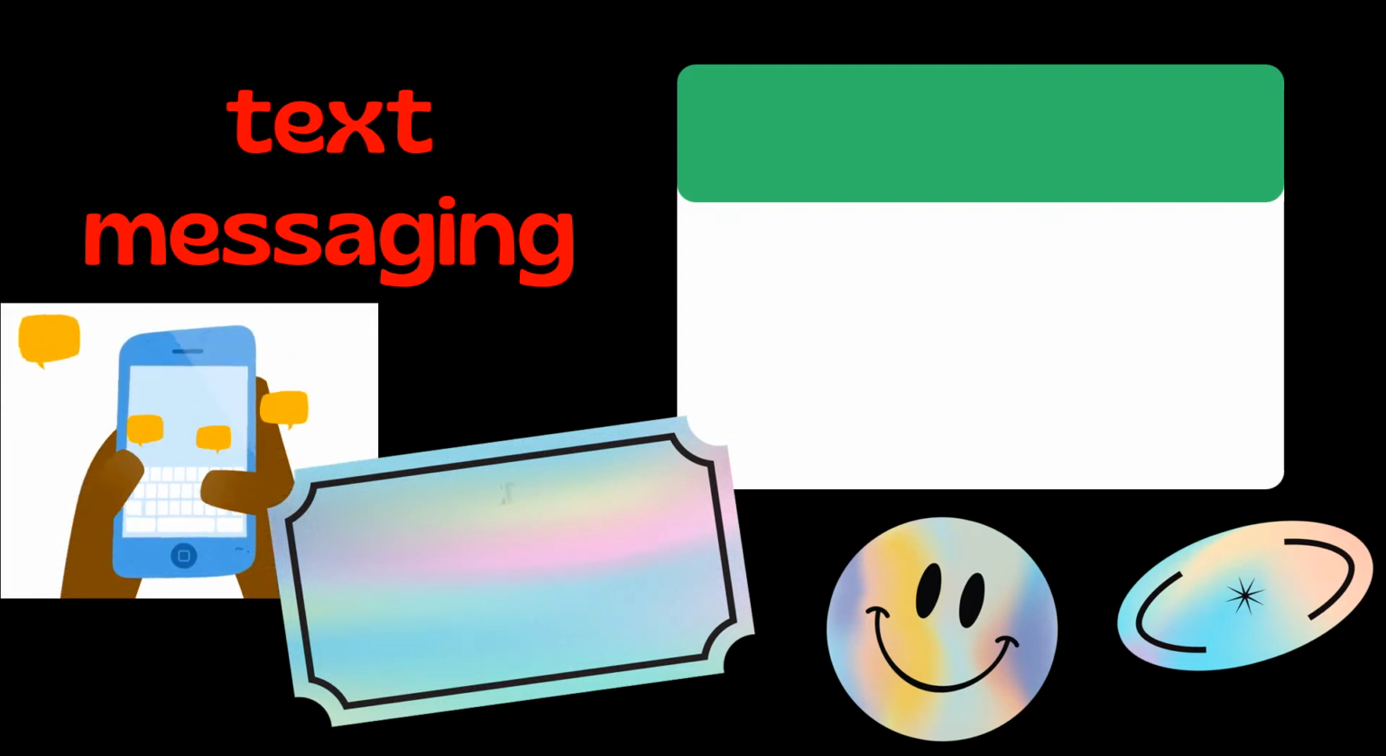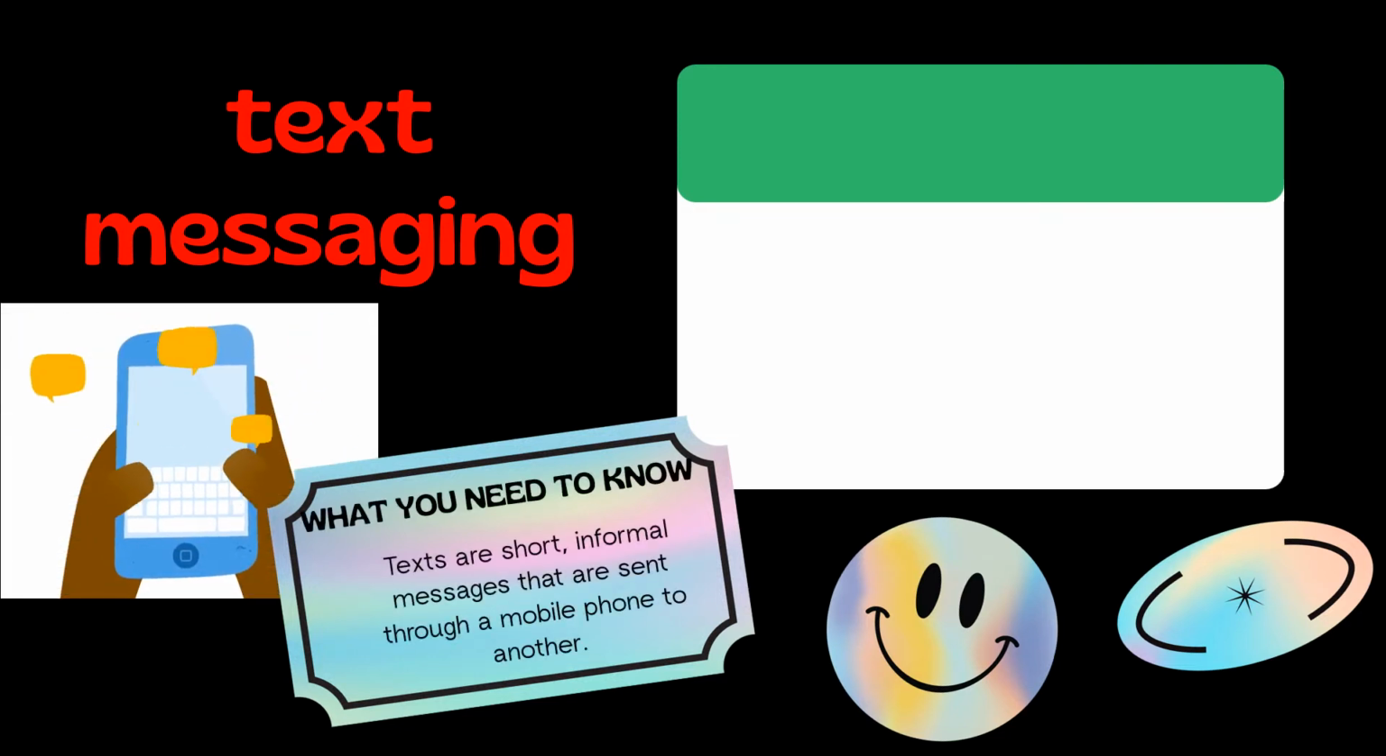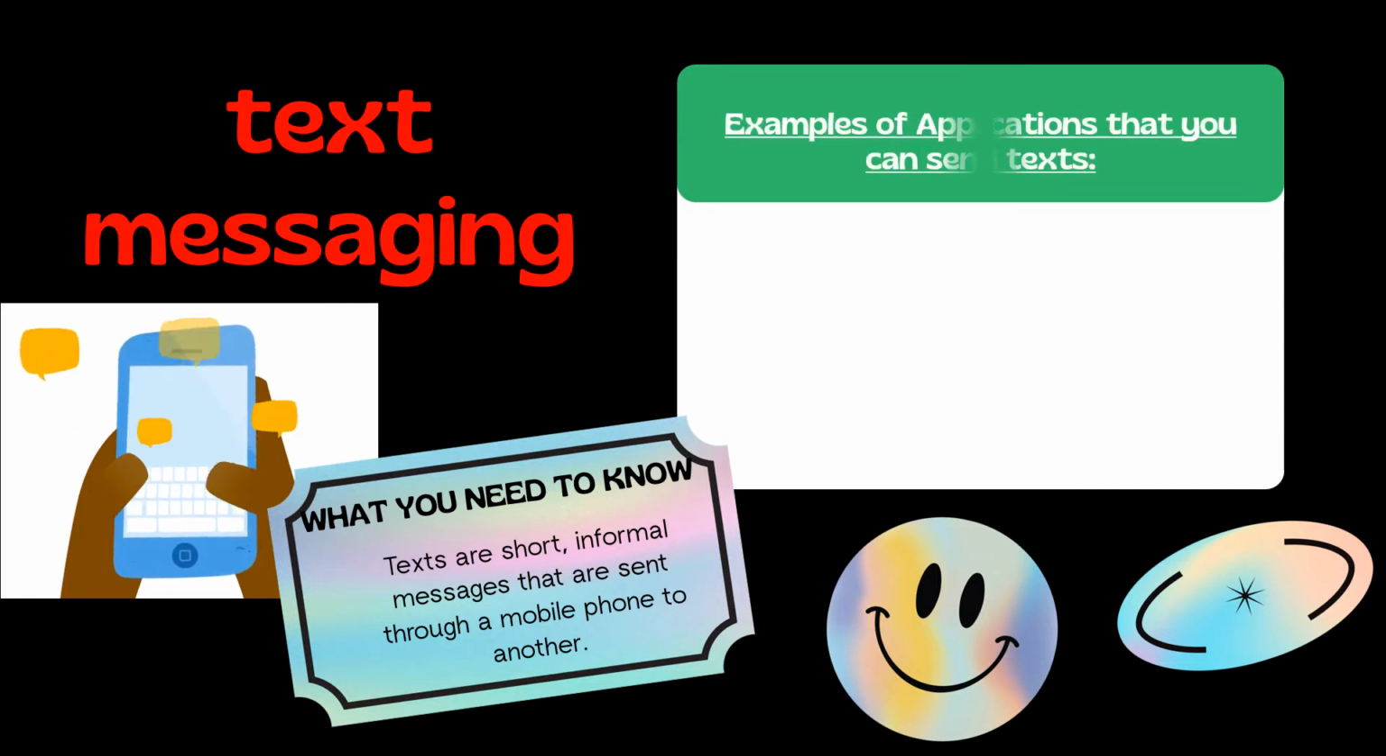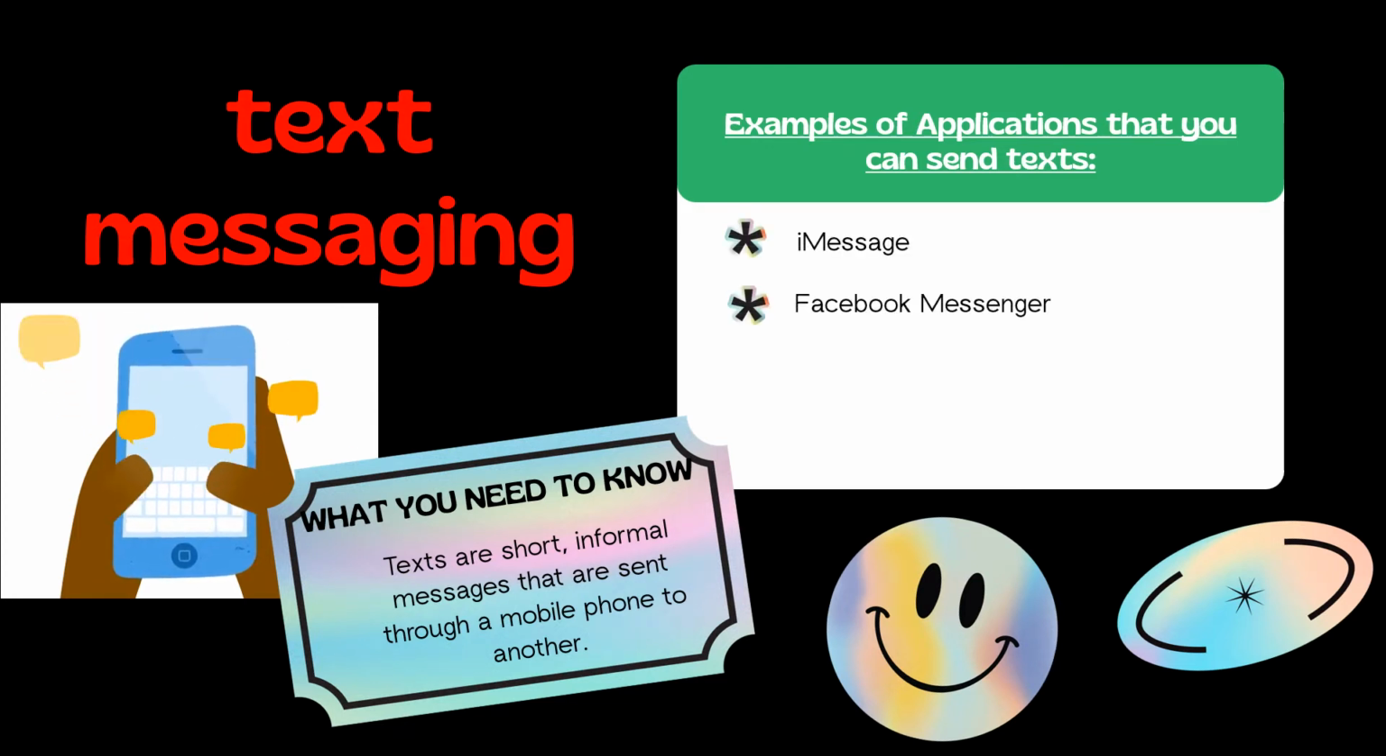What are text messaging or text messages? Texts are short, informal messages that are sent through a mobile phone to another phone. Examples of applications that you can send texts are iMessage, Facebook Messenger, Line, and Chats.